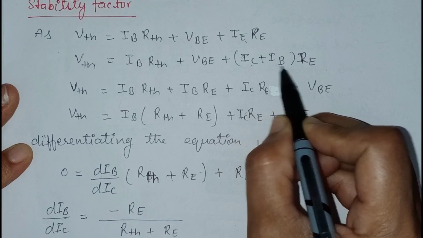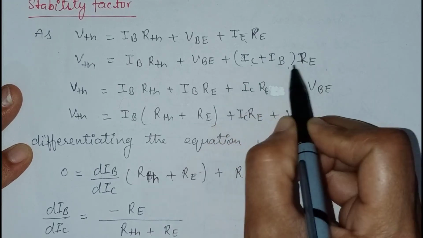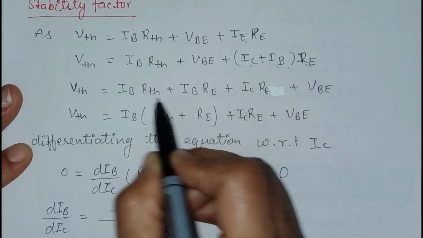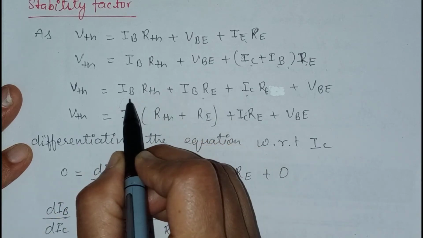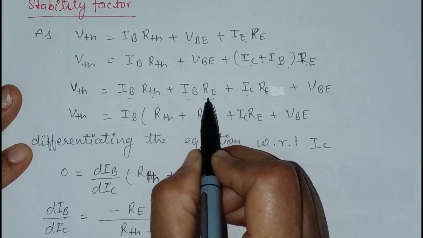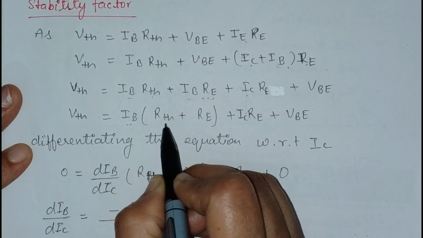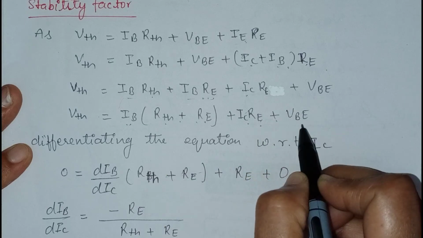Now we'll open this bracket. After opening this bracket, we will get two terms, IC into RE and IB into RE. These terms are written here. Now we can see that this term and this term have IB in common, so we will take IB common. So IB into (RTH plus RE), plus IC into RE plus VBE.